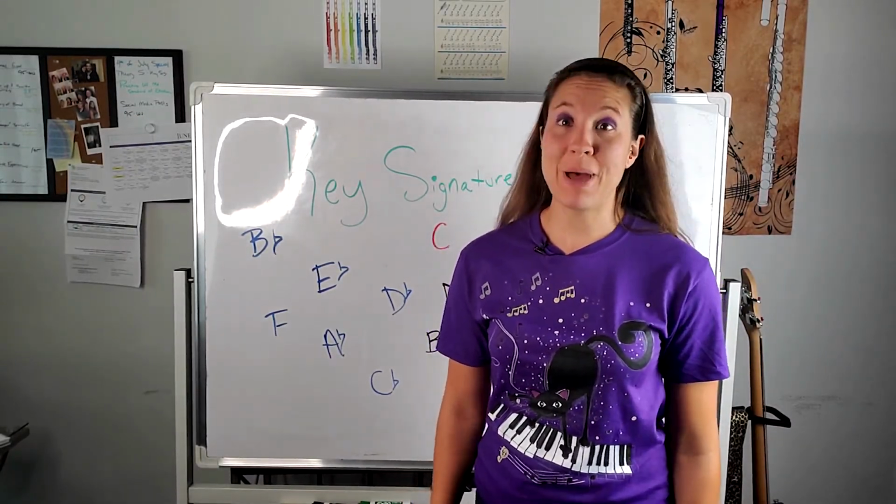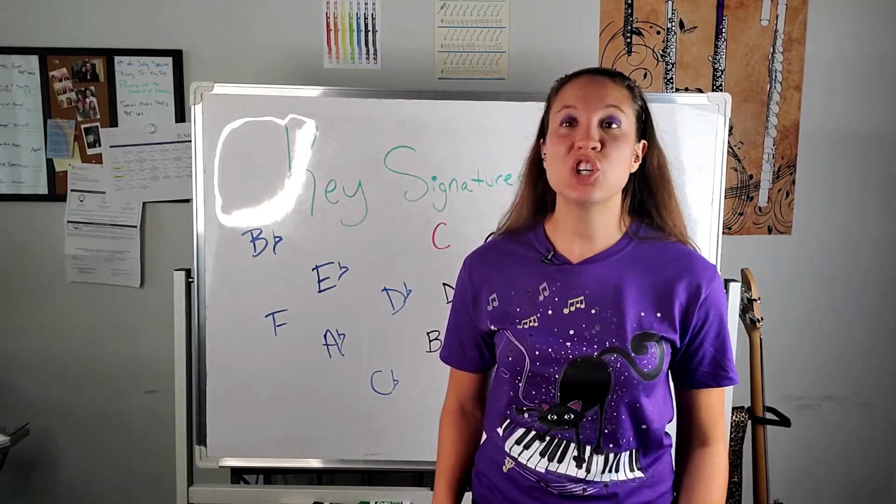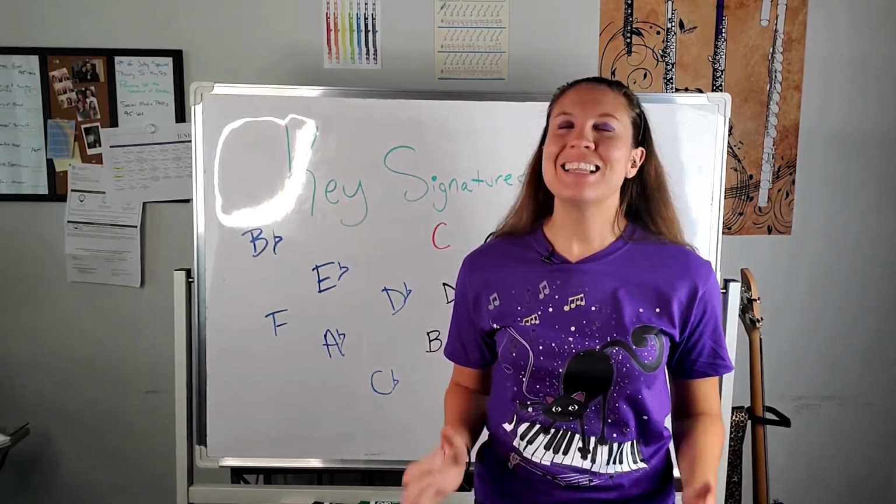Now, do you remember back to the scales lesson? The key signature also ties into the scales. Well, let's take a closer look. Okay, so as we quickly mentioned in previous lessons, the key of C has no sharps or flats.